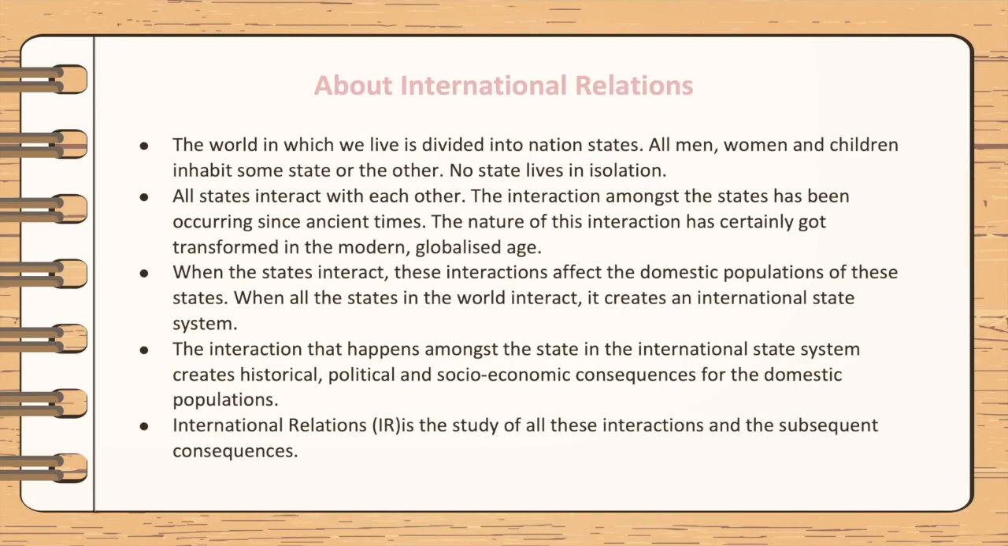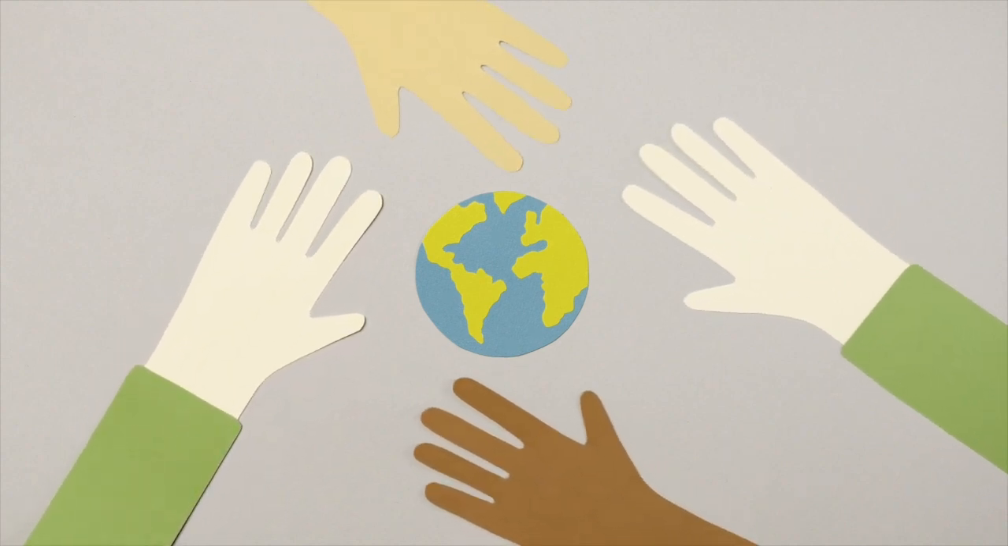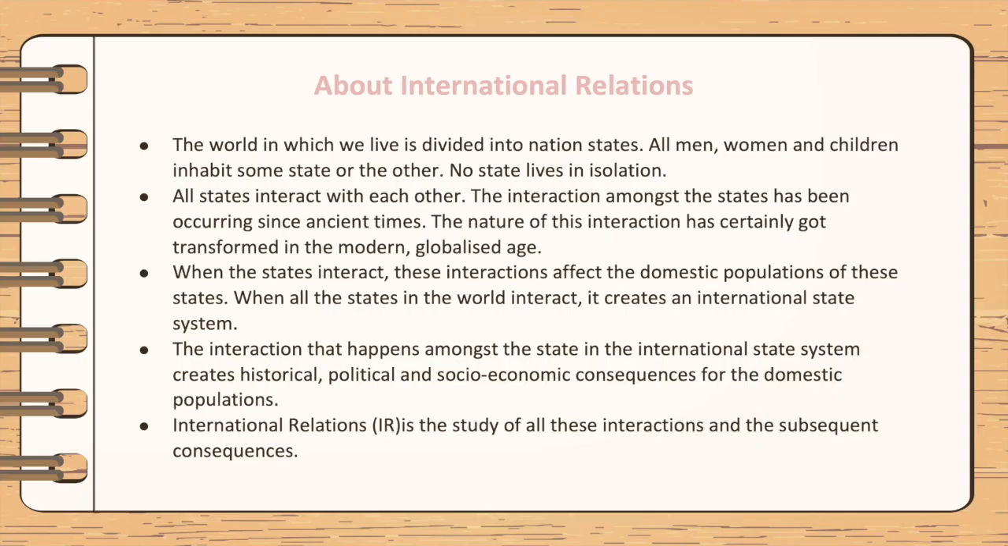Now let's see what international relations is about. The world in which we live is divided into nation states. All men, women and children inhabit some state or the other. No state lives in isolation. We all are interconnected. If we see the example of India, Sri Lanka, China, Japan, USA, France, all states are interconnected. All states interact with each other.